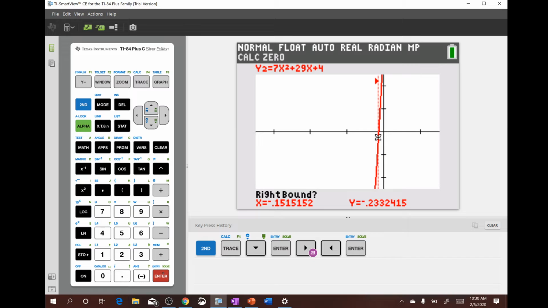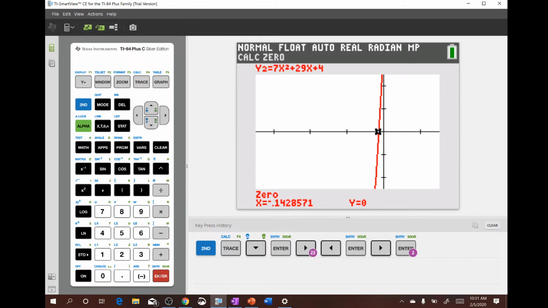Hit enter. And now right bound, go above the line, hit enter. Now you've bounded the place where it's crossing the x-axis, and it says guess, hit enter. And it says x equals negative 0.1428571.